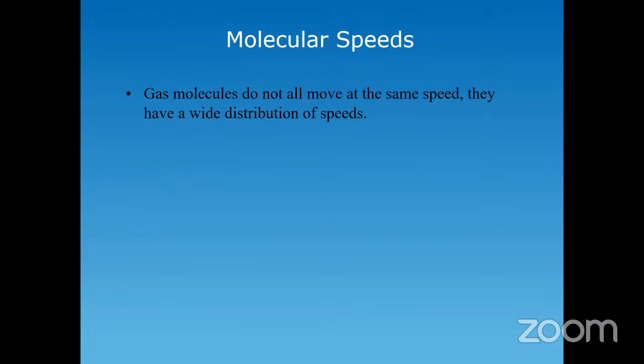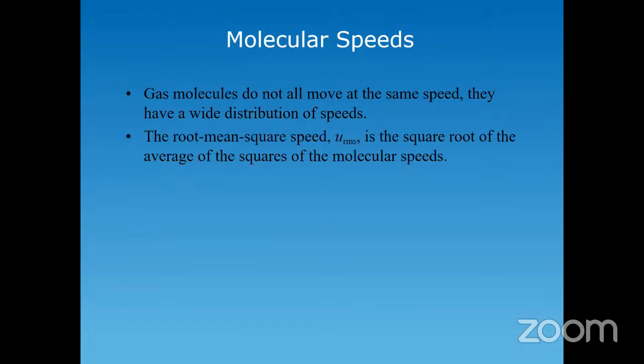Now, as you can imagine, if you have a gas trapped in a vessel, you're going to have different molecules having different speeds. So not all molecules will have the same speed. Some will be traveling at a slower speed, others will be traveling much faster. So basically, we can calculate what is called the root mean squared speed, which is basically representative of the average speeds of the gas molecules.